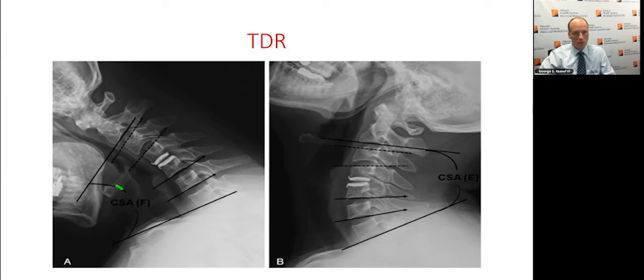So I mentioned total disc replacements, and this is the ideal patient. Notice that there is no arthritis in this patient's neck. Every single disc is beautiful. They had an acute disc herniation, had a 1-level total disc replacement, and on flexion extension views, you can see how the spinous processes here close, and when they flex forward, they open back up.